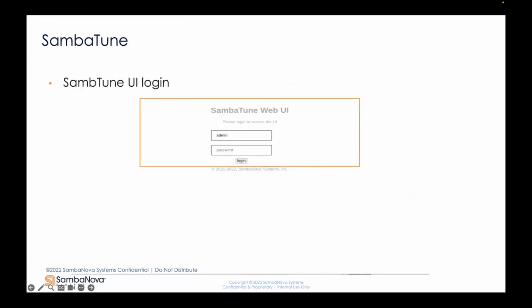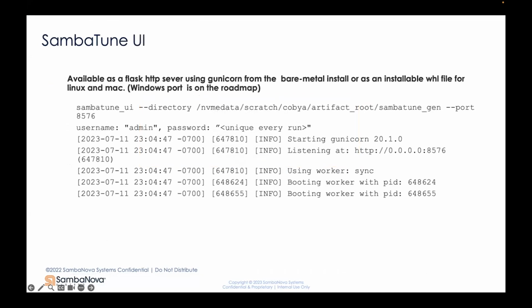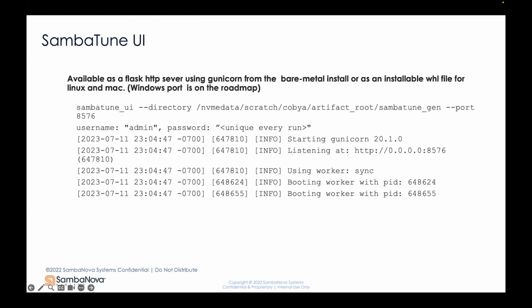All right. So the SambaTune UI. SambaTune UI is available as a Flask HTTP server using Unicorn from the bare metal install, or it's installable as a wheel file for Linux and Mac. Right now, we provide those wheel files via the SambaNova Systems support cloud attached to a knowledge article. If you do not have access to that, we can work with Argonne to ensure that these wheel files get staged in a location where they are available to you.